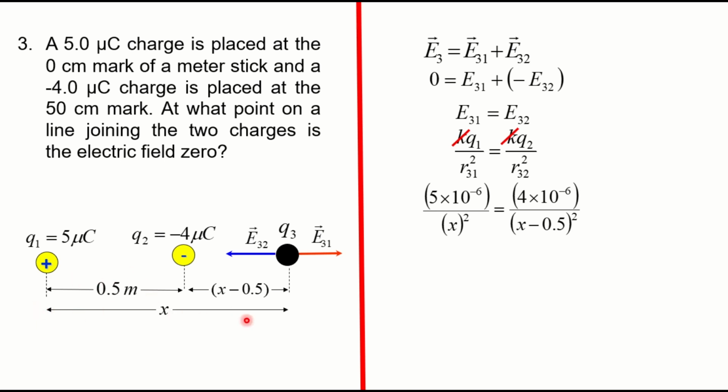So from here to here is X, which is the total. 0.5 is between charge 1 and charge 2, so the remaining would be X minus 0.5. We substitute in the values, and when we solve the equation, we get X equals 4.7 meters from the 0 cm mark. So the distance between Q1 and Q3 is 4.7 meters. Okay, so this is question number 3.